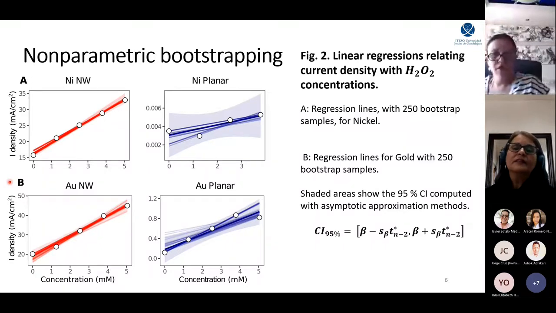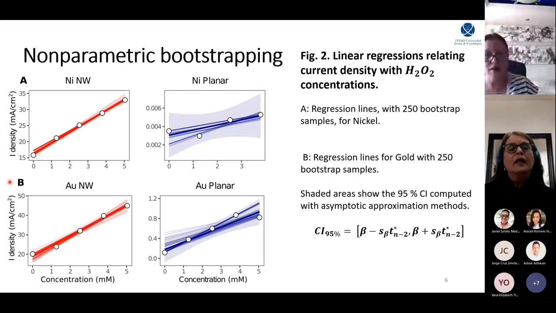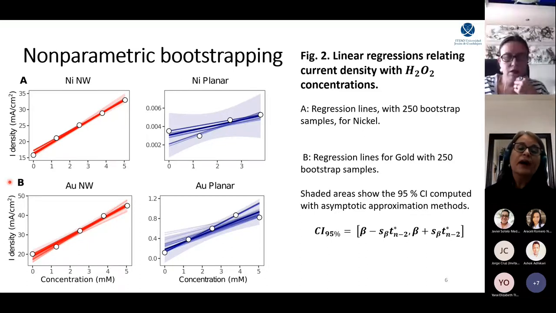Then we compute the statistic of interest from the X's and Y's, for example, the linear regression slope, and store the b-th result. We repeat this process capital B times, and the 95% confidence intervals can be obtained with the 0.025 and 0.975 quantiles of the bootstrap sample of size capital B.